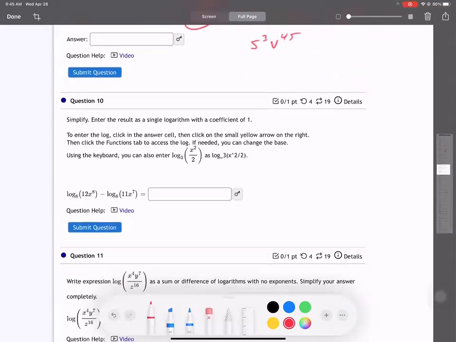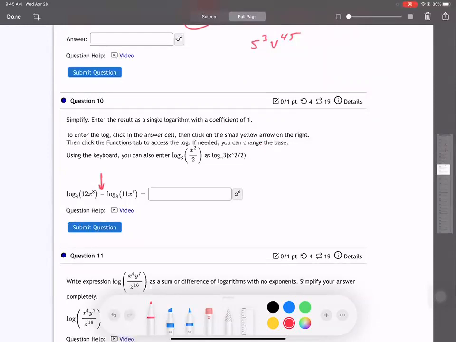Okay, number 10, simplify, enter the results of a single log. Okay, so we're going to try to combine these logs together, and then if we can simplify, we'll simplify. If we can't, we can't. So one thing we said about logs is if I'm subtracting on the outside, I am dividing on the inside.